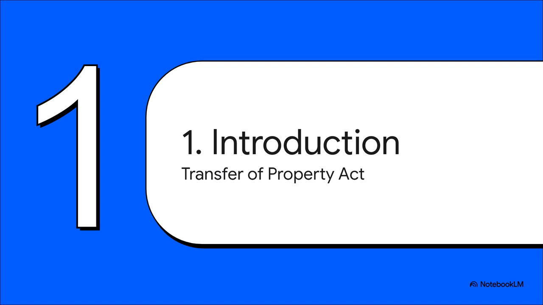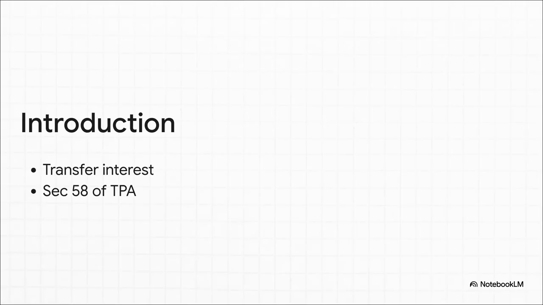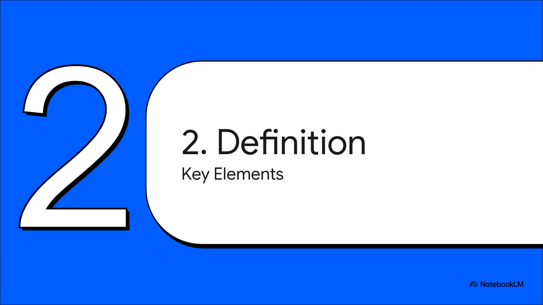1. Introduction. You should write this heading boldly, in block letters, right in the center of your page. Our slide points read, a common mode of transferring an interest in immovable property as security for a debt, governed by Section 58 of the Transfer of Property Act 1882. Now, when you write this out in your exam, I want you to firmly underline Section 58 and Transfer of Property Act 1882. Securing your marks starts right here, simply by proving you know the exact legislative origin of these rules.